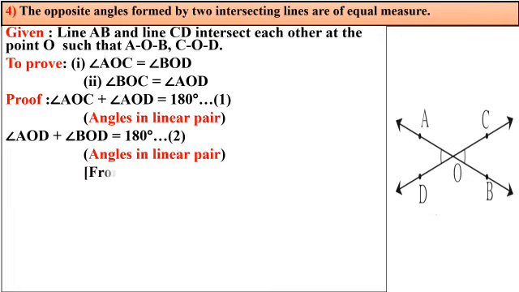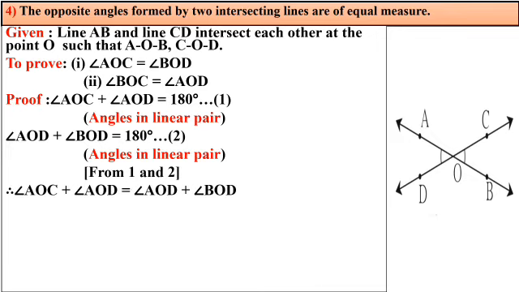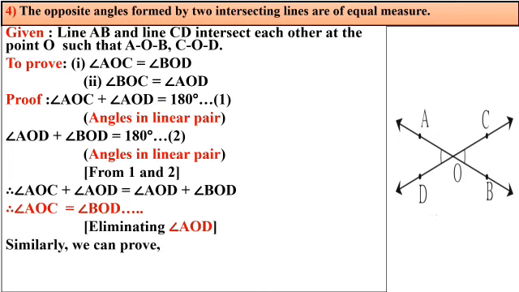From the first and second, in the first we have angle AOC plus angle AOD, and in the second we have angle AOD plus angle BOD. What can we eliminate here? Angle AOD. Eliminate means we have to cut. So here we get angle AOC equal to angle BOD by eliminating angle AOD. Similarly, we can prove that angle BOC and angle AOD are equal. Understood? The next question is given.